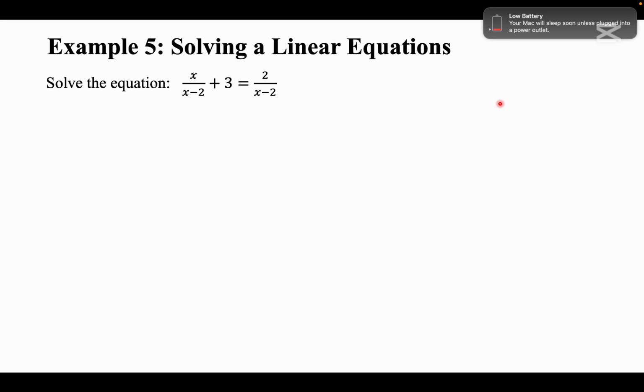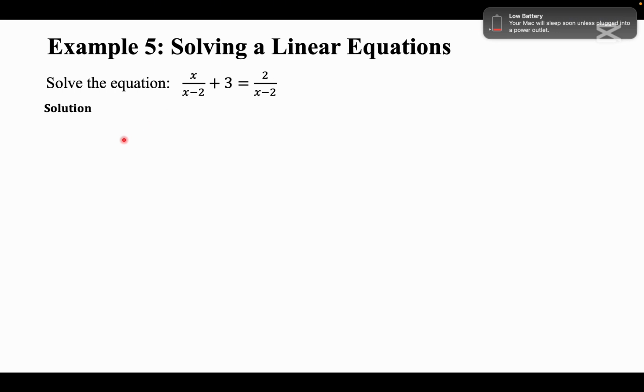Example 5 is tricky, right? We have a variable in the denominator. Whenever you have a variable in the denominator, you have to be careful, right? In this case, x cannot be equal to positive 2, because if x equals 2, 2 minus 2 is 0, and division by 0 is not allowed. It's going to be an error if you were to use a calculator.